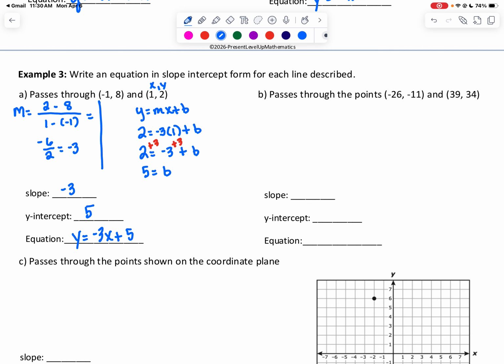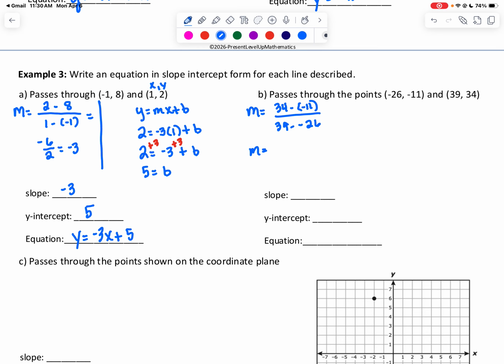All right, next problem. This line passes through the points (-26, -11) and (39, 34). I was not given the slope, so we'll have to start out by finding the slope. 34 minus negative 11, y2 minus y1. On the bottom, we're going to put x2 minus x1, so 39 minus negative 26.